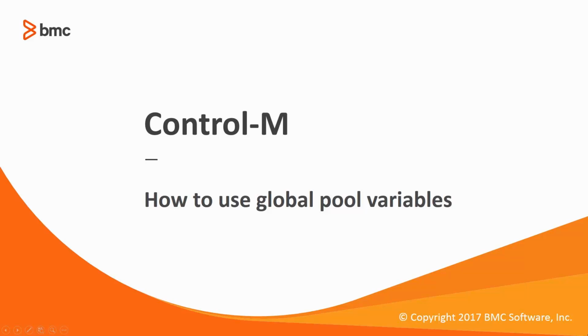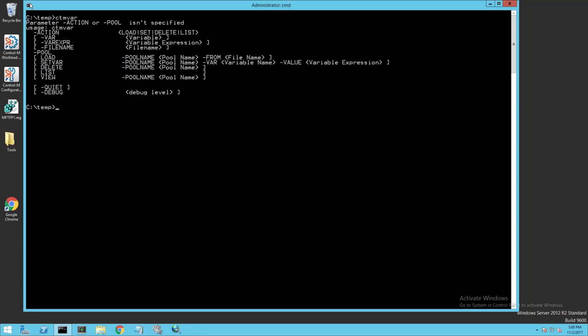with other global variables. I've shown on the screen here the syntax of the ctmvar utility. For the sake of keeping this demonstration easy to follow, I'll be using simple pools and simple variables. However, they can be made specific to smart folder and job. You can see here the different options to specify with -pool.